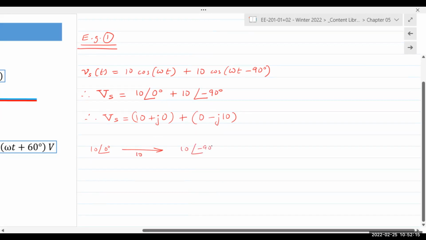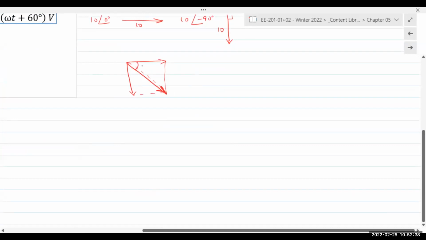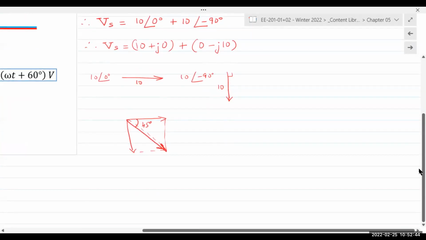And 10 with the angle of minus 90 is right here, with a length of 10. So if I combine these two together, I have this kind of vector. My vector is here. Both of them are equal, so this phase angle is 45. The answer is root of 10 squared plus 10 squared, so root of 200. Vs comes out to be 14.14 with a phase angle of 45.